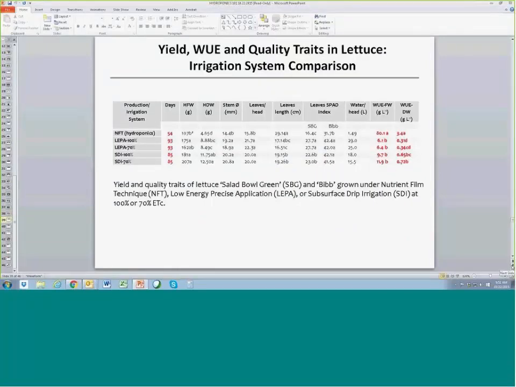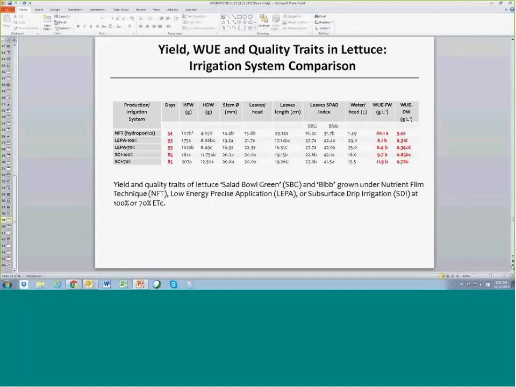And this table, sorry for all the numbers, don't concentrate only on the first column, days. Here is basically a comparison of the plants growing, for lettuce only, in the NFT hydroponics on the first line, compared to a linear system called LEPA, or subsurface drip. And then we also used deficit irrigation, called 70% crop evapotranspiration, and 100%. But the bottom line I want to mention here is that if you look at the number of days, the plants growing in the hydroponic system take almost half the time, 60% less time as compared to plants growing in the field.